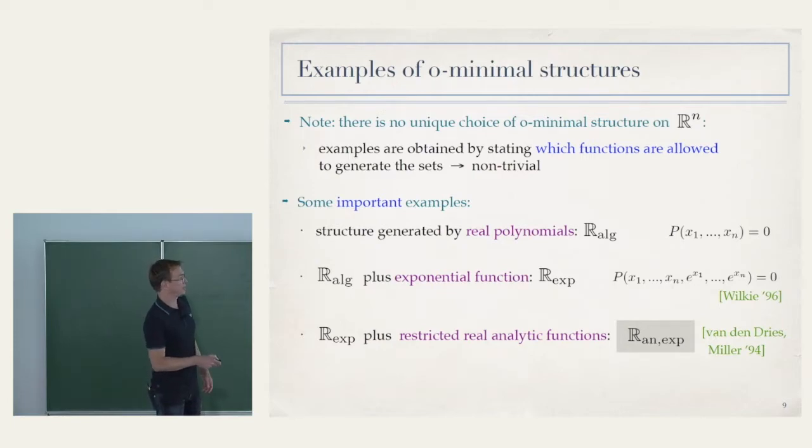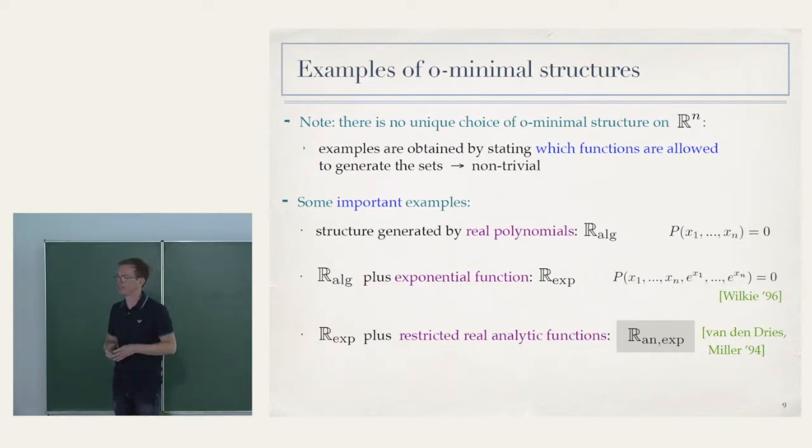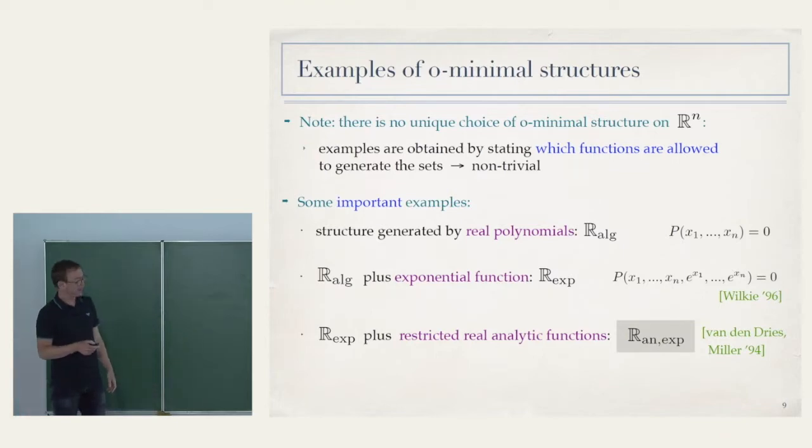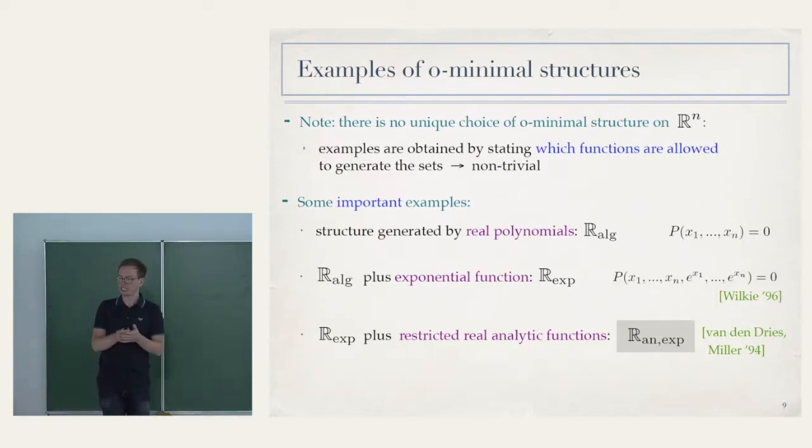So this is a tame structure, but there is an even bigger tame structure. Note that the game is now to make the structure as big as possible, to include as many sets as possible while still preserving these finiteness properties. And that's the non-trivial task. In fact, what you can also add is restricted real analytic functions. Take a function which is analytic, restrict it to a smaller set, say a smaller interval, and use it to generate your sets. This is an O-minimal structure, a tame structure, called R-an-exp, just a name. Here an means analytic, restricted analytic, and exp means that the exponential function is included.